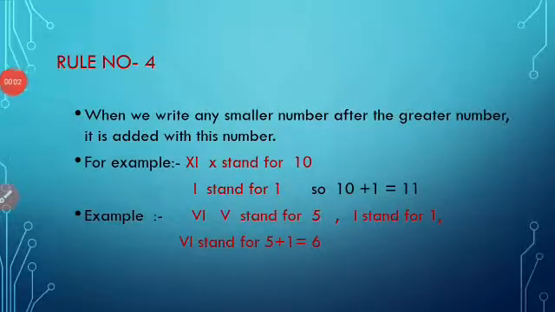Rule number 4. When we write any smaller number after the greater number, it is added to this number. For example, XI. X is the greater number and I is the smaller one. X stands for 10. I stands for 1. So in this rule, we add 10 plus 1. 10 plus 1 equals 11.